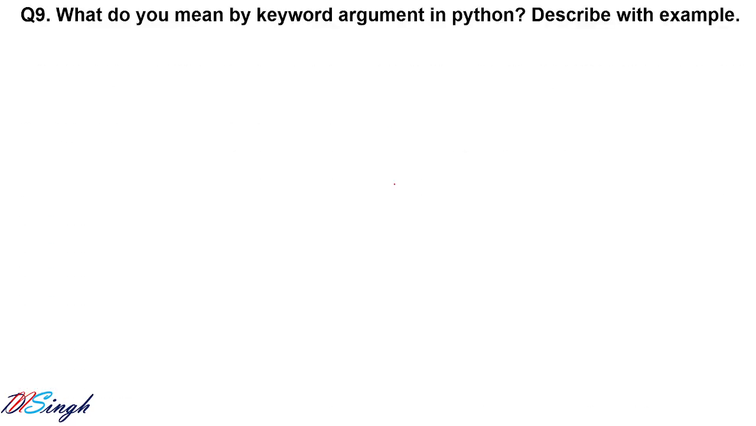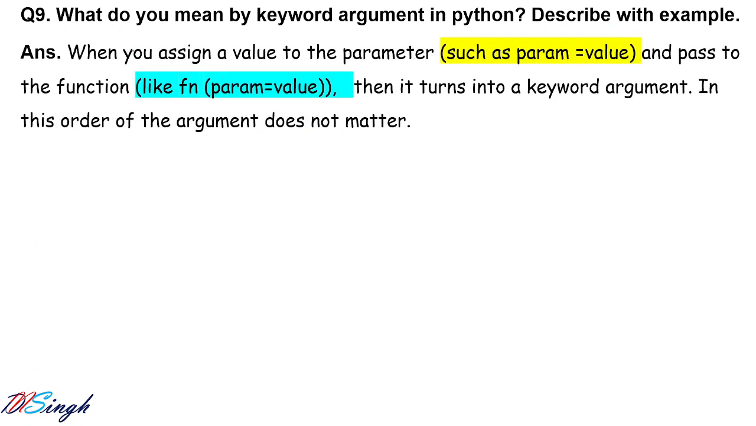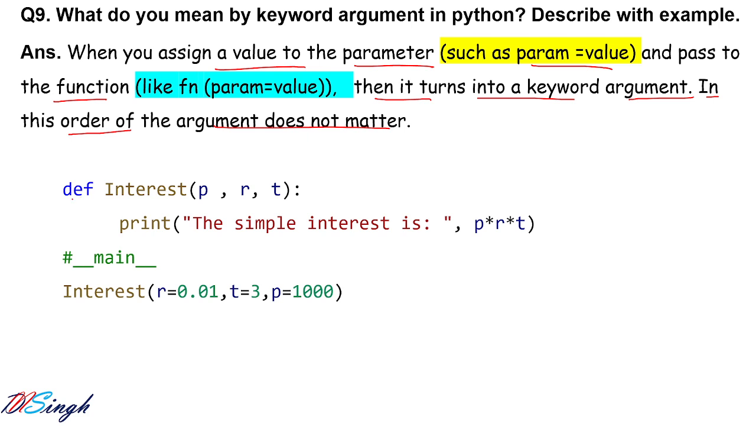Let us go to the next question. What do you mean by keyword argument in Python? Describe them with an example. When you assign a value to the parameter, such as parameter equal to value, and pass it to the function, then it turns into a keyword argument. In this, the order of the arguments does not matter. In this, what is important? The order of the arguments does not matter.